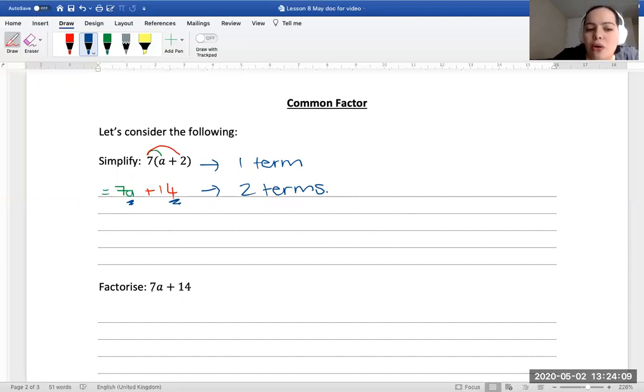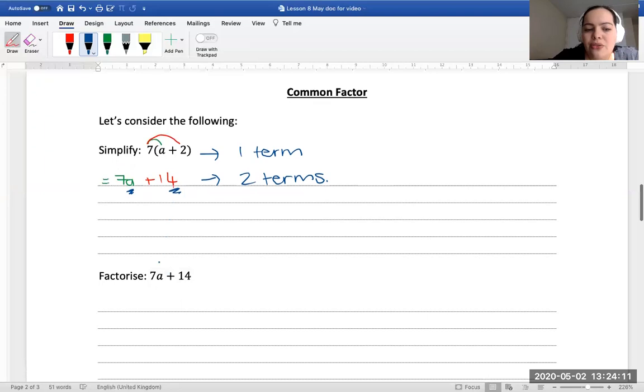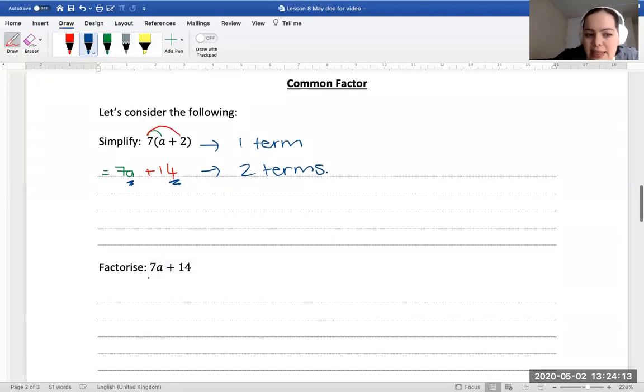term. So technically, if I wanted to factorize this, so let's see here, it says factorize 7a plus 14. I've got two terms. I want to go down to one term, but I want to make sure that it means the same thing. So let's have a look at this. What I'm going to do is I'm going to ask myself, what is the common factor between these two terms? So 7a and positive 14.